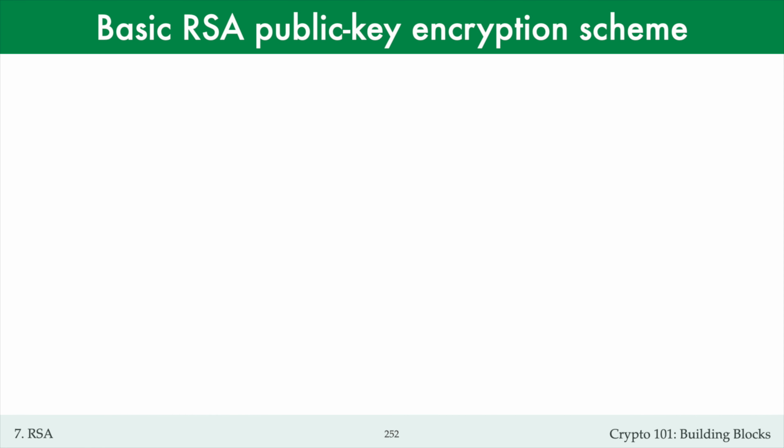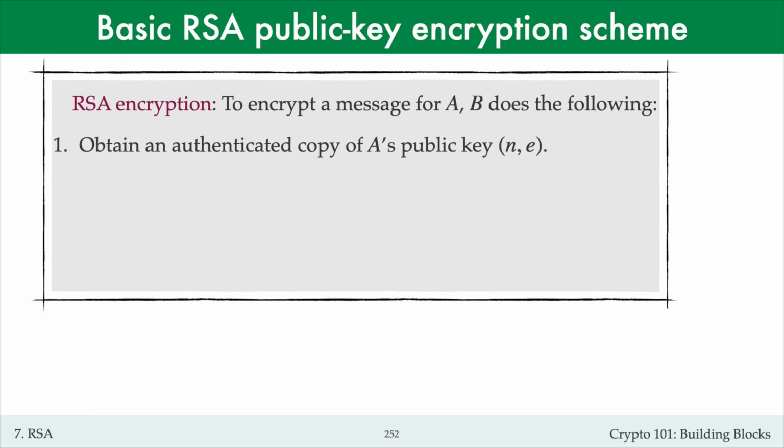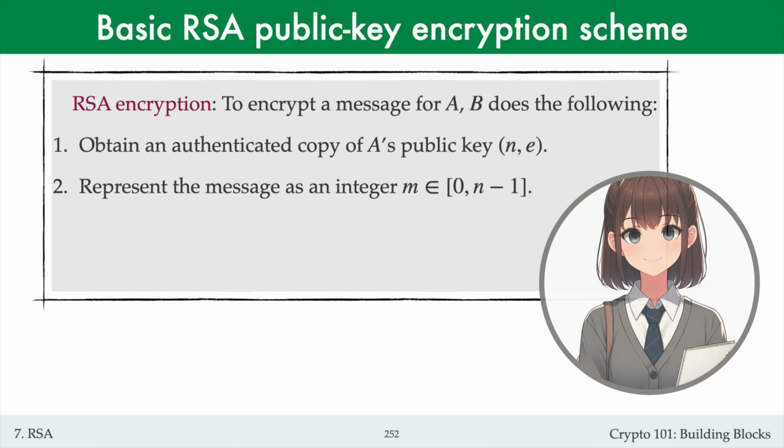Here is the RSA encryption procedure for the basic RSA encryption scheme. To encrypt a message for Alice, Bob does the following. He first somehow obtains an authentic copy of Alice's public key n, e. Bob then represents the message as an integer m in the interval between 0 and n-1. The requirement that the plaintext m be an integer between 0 and n-1 is not a major restriction on RSA encryption, because in practice, RSA public key encryption is typically used to encrypt symmetric keys.